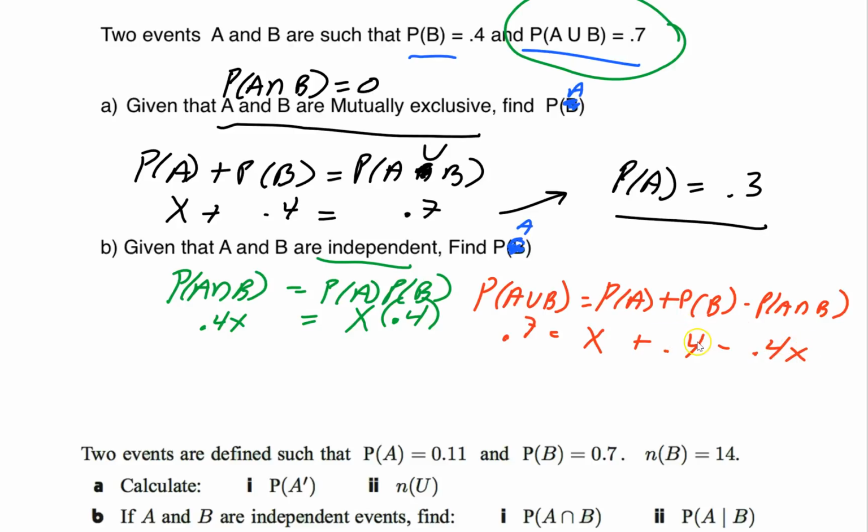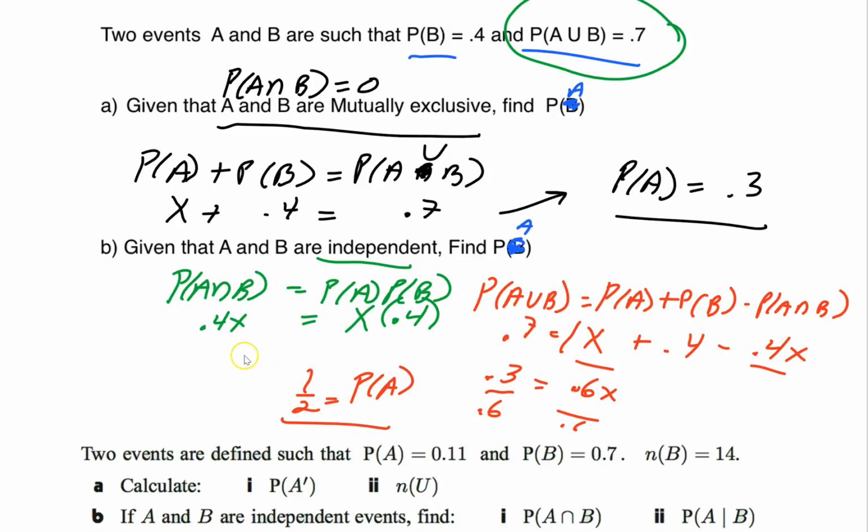Right, now you look at it, it's just a math problem. Subtract off the 0.4, I get 0.3. Add these two together, or subtract them, I get 0.6x. Divide by 0.6, right? 1x minus 0.4x is 0.6x, divide by 0.6. If you reduce that, you get 1/2 equals the probability of A.